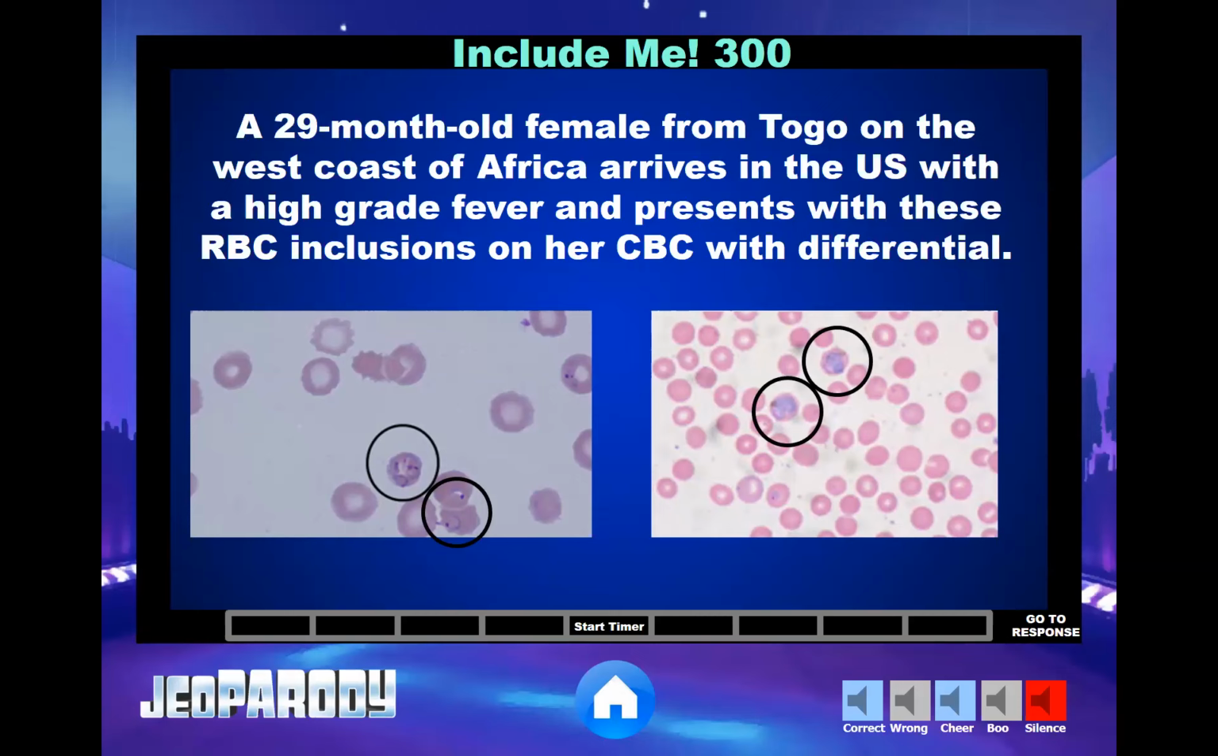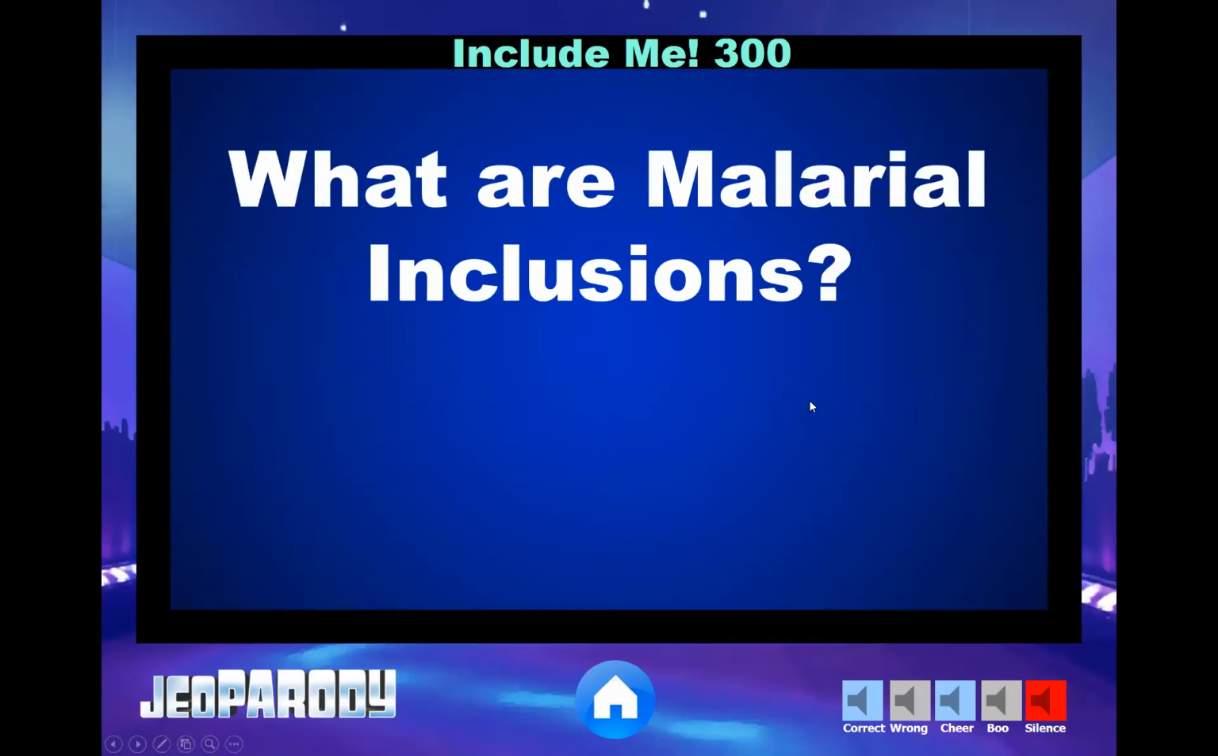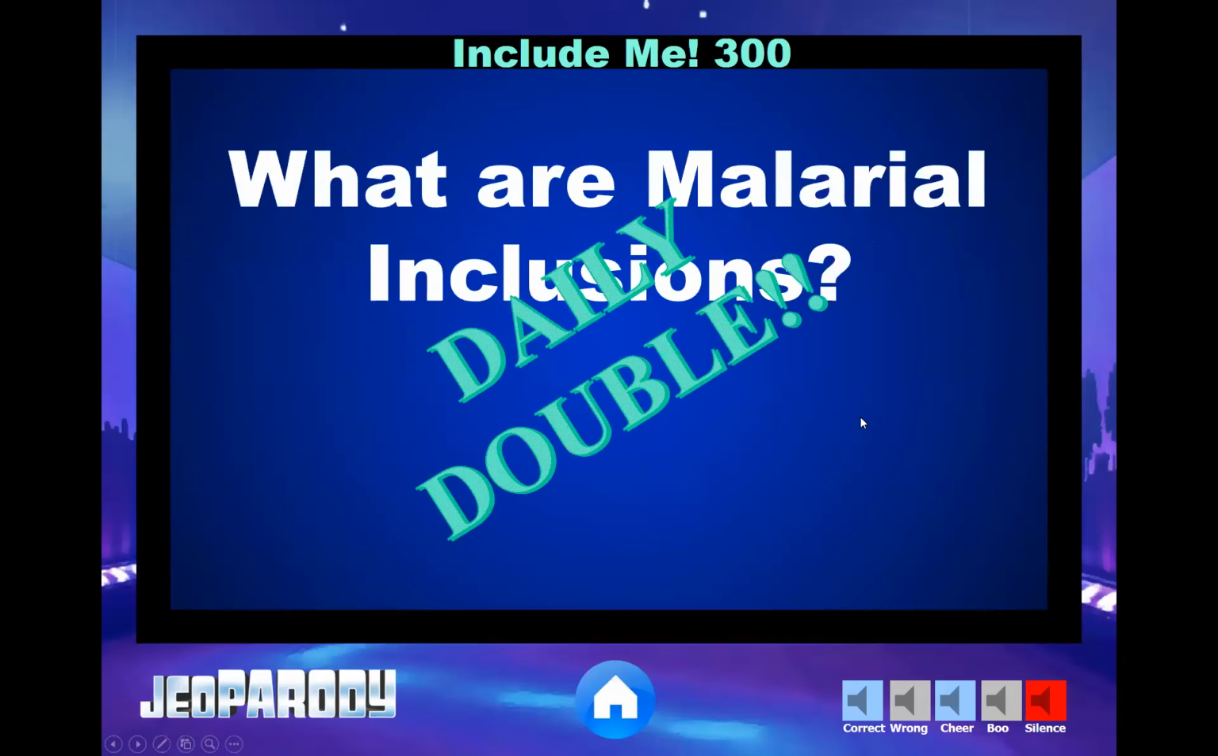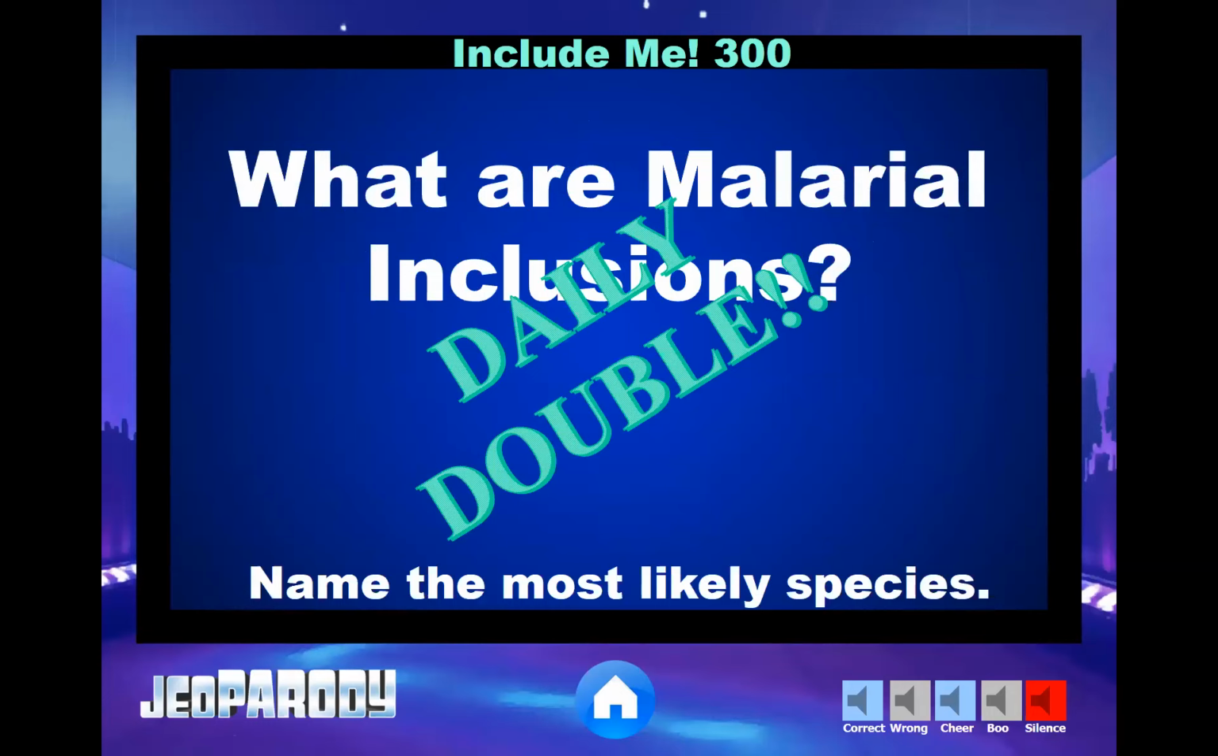Trophozoites, a guess for Plasmodium, malaria. Yeah, I was looking for malarial inclusions. And we've got a daily double here, so you can double your point value if you can answer this question. What is the most likely species? So I see a guess for Plasmodium already, P. falciparum.